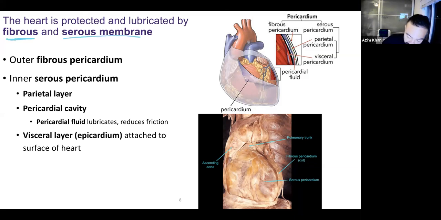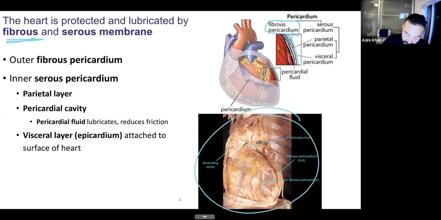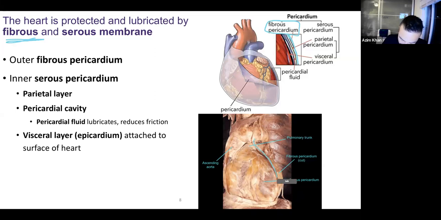Take a look at the right side here, this diagram here on the right side. The fibrous pericardium is the outermost, tougher protective layer. You can see in this cadaver, cut open cadaver, there's a very thick covering that's been cut to make a window. That's the fibrous pericardium.